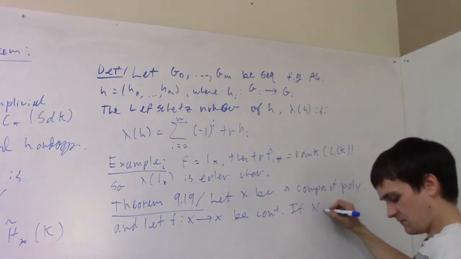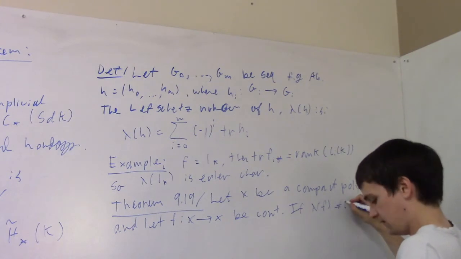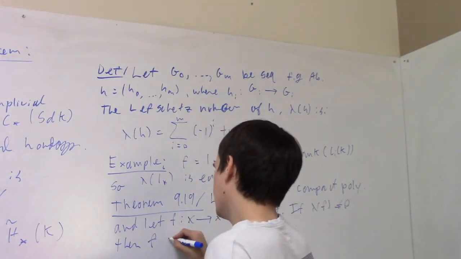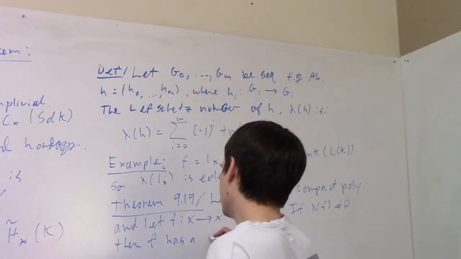If the Lefschetz number of f does not equal 0, then f has a fixed point.